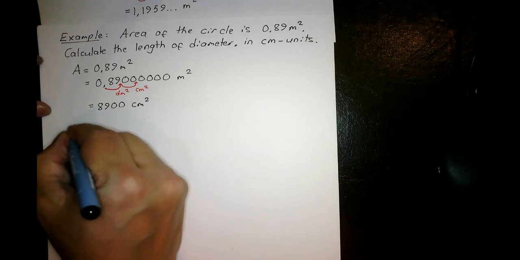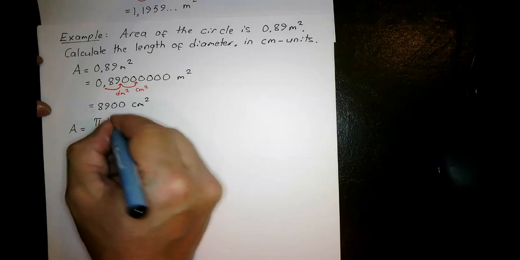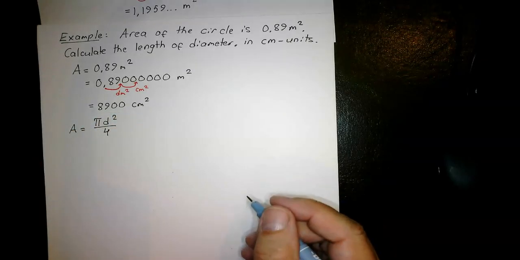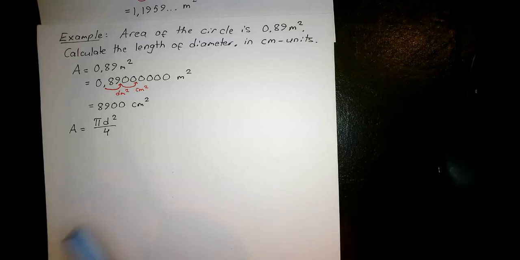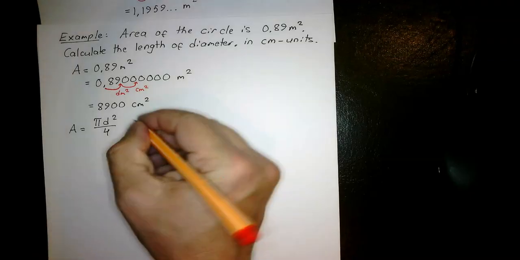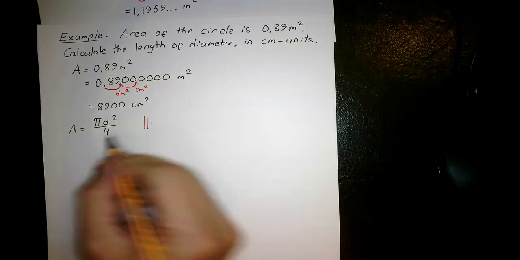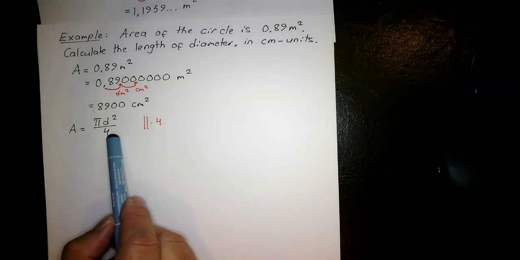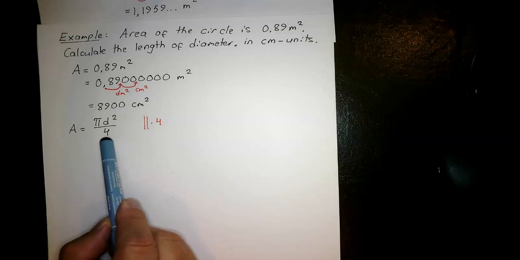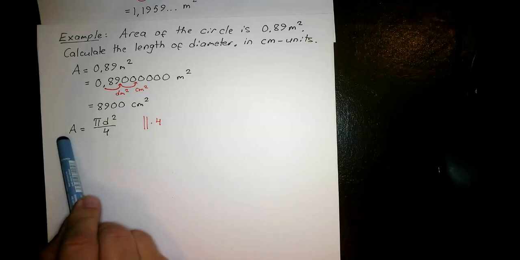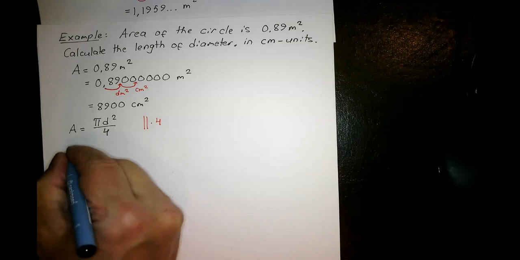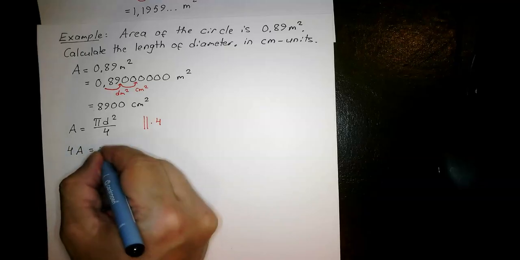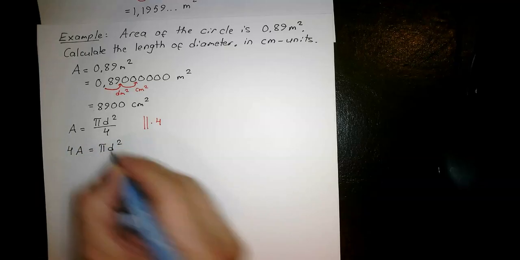And let's now take the formula. We had this formula here, and d is to be solved from this formula. So first we will multiply this equation by 4, and when I multiply it by 4, it will move in front of the a on the left-hand side. So I will get 4a equals pi d squared.